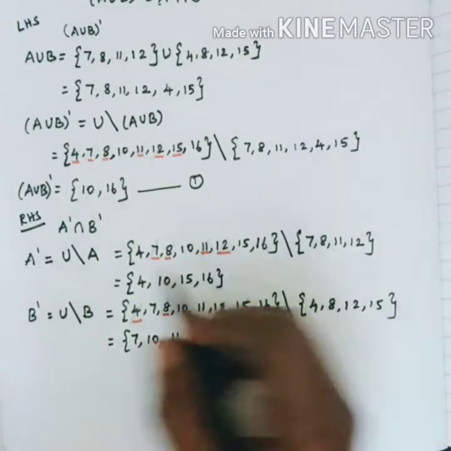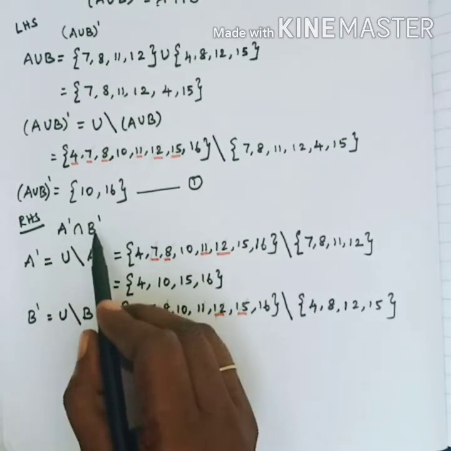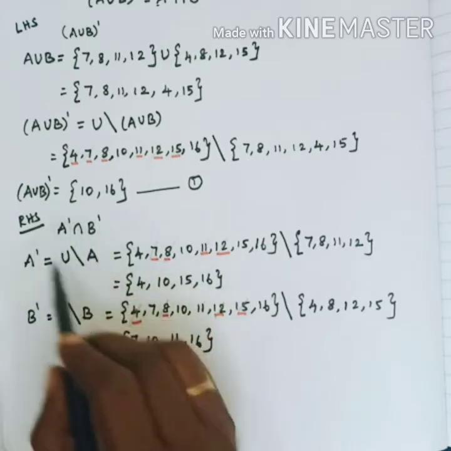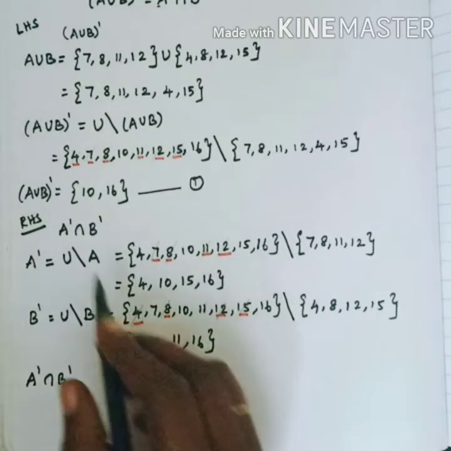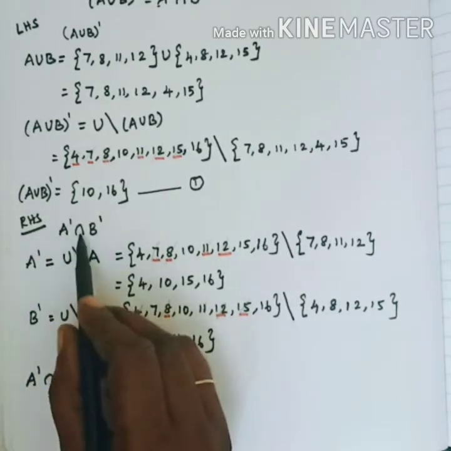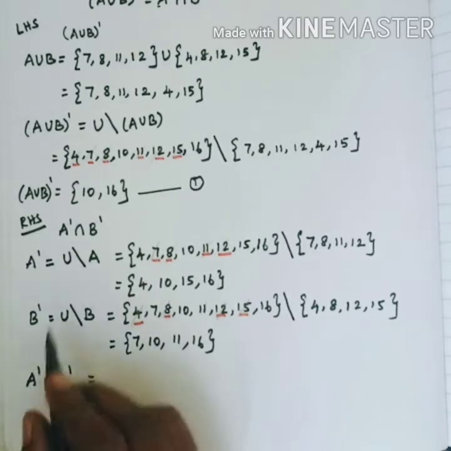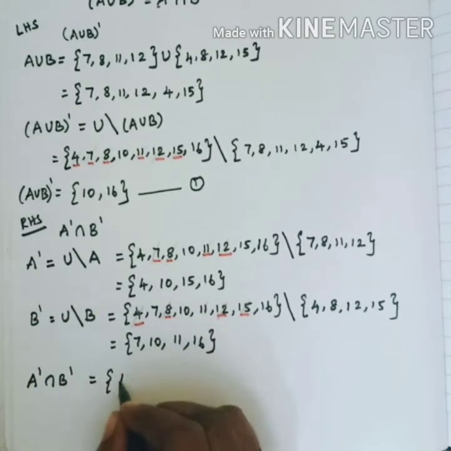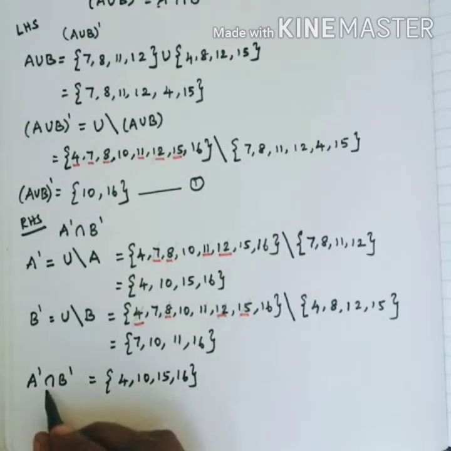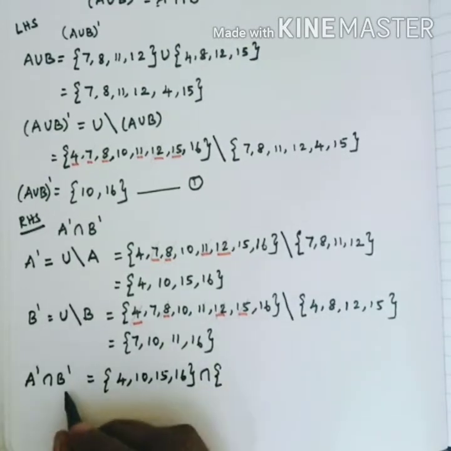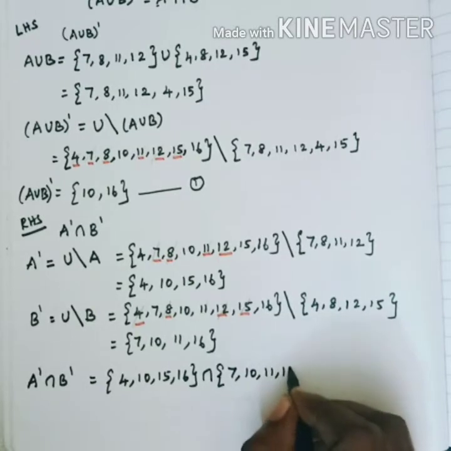Now we have to find the right hand side. We identified A' and we identified B'. Now we have to identify A' intersection B'. We have to identify the right hand side fully. A' intersection B' is the right hand side. So substitute the elements for A'. A' we found, what is that? 4, 10, 15, 16. This is your A', and put the intersection symbol. And the elements of B' are 7, 10, 11, 16.